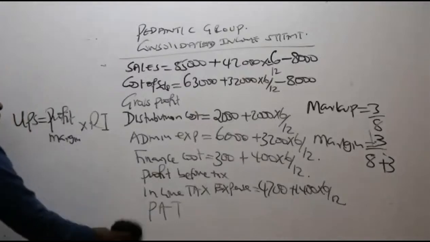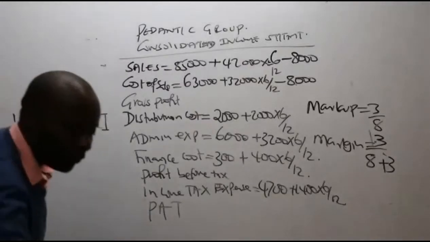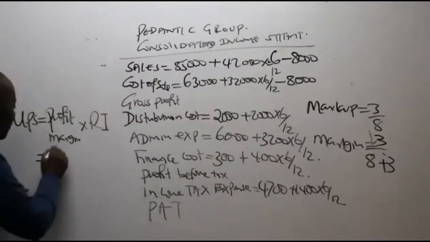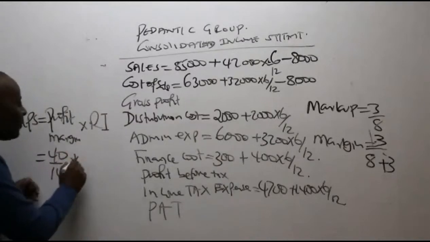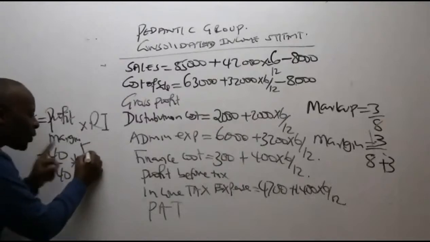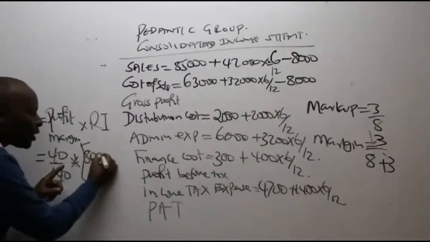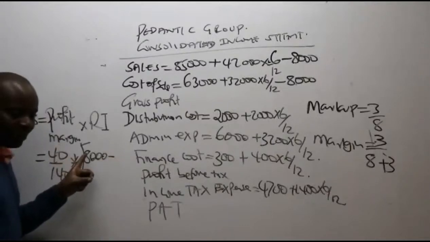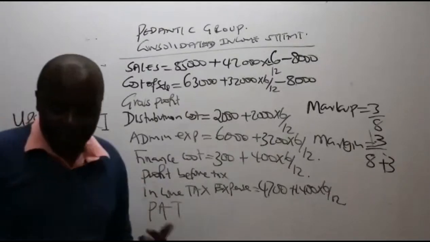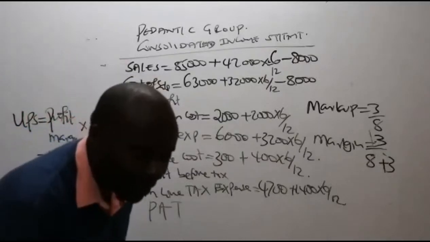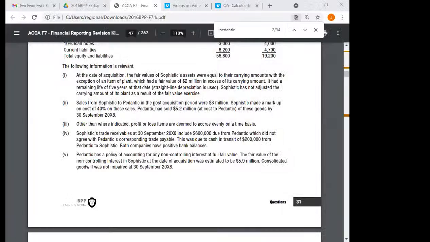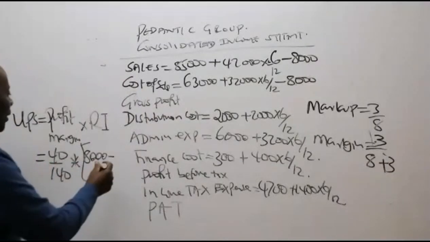Now, ladies and gentlemen, let's get back here. Tumesema for the unrealized profits, what do we do? We are taking our profit margin, which is 40 over 140, times the remaining intra-sales. Remember, the total internal sales was 8,000. But remember, at the end of the day, pia walifanya kabidi, lazima waliuza. Hawakutoka bure. So, ladies and gentlemen, what do we have here? We are told Pedantic had sold 5,200 worth of these goods. So in this case here, the remaining intra-sales itakuwa ni 8,000 minus 5,200.